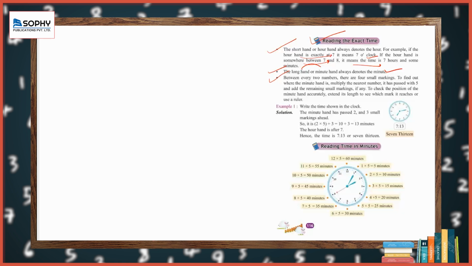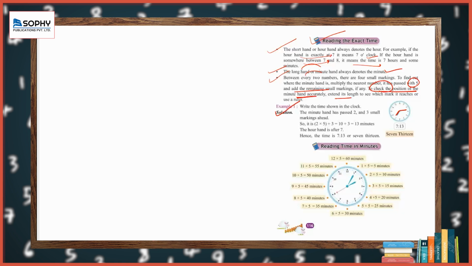Now between every two numbers, there are 4 small markings. To find out where the minute hand is, multiply the nearest number it has passed by 5 and add the remaining small markings, if any. Then to check the position of the minute hand accurately, we can extend its length to see which mark it reaches, or use a ruler.